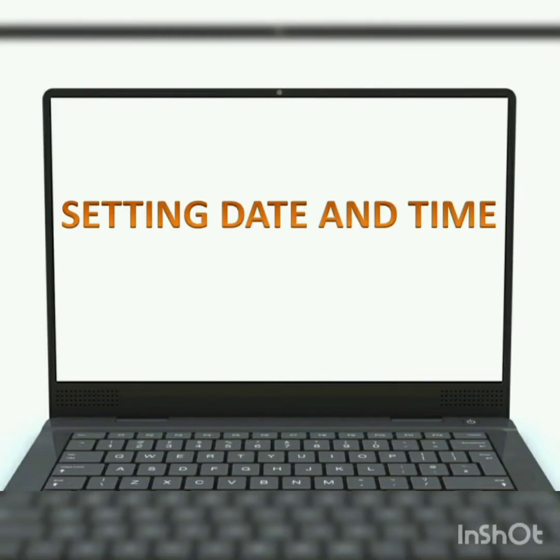Let's come to the next topic, setting of date and time. Kids, the date and time in our system is showing in the very right corner of the taskbar, that is in the notification area. When you click on the date and time area in Windows, the date and time panel will appear. Okay, now we will see how to change the date and time format in our computer system.